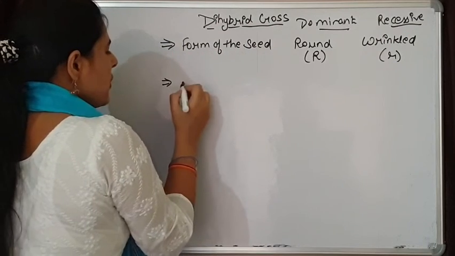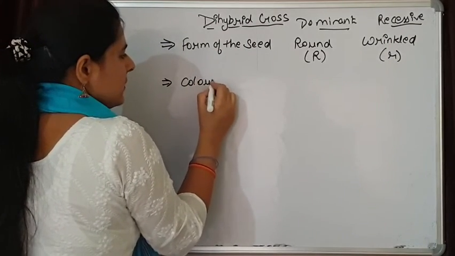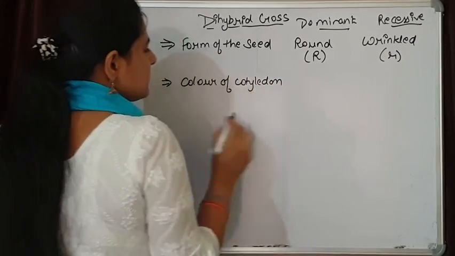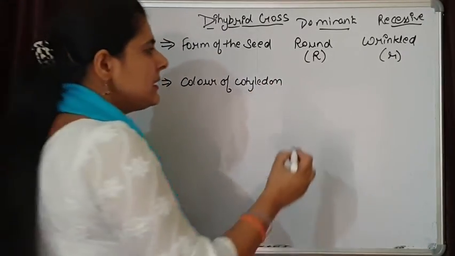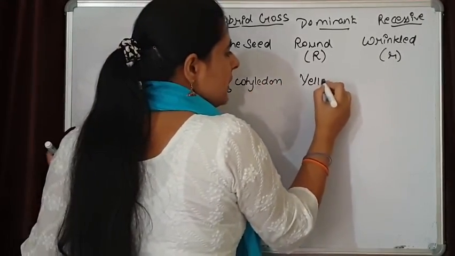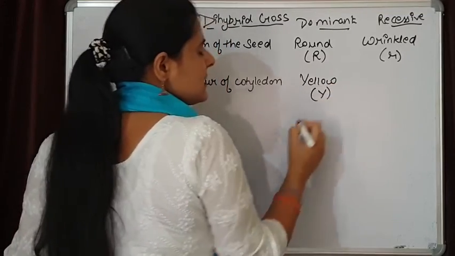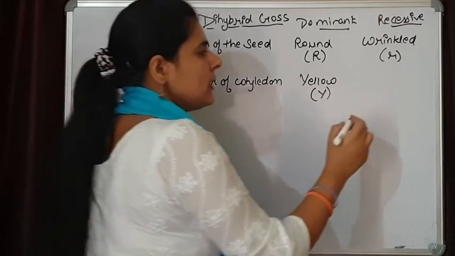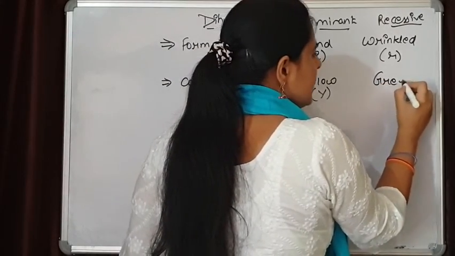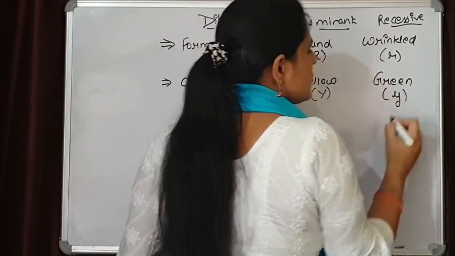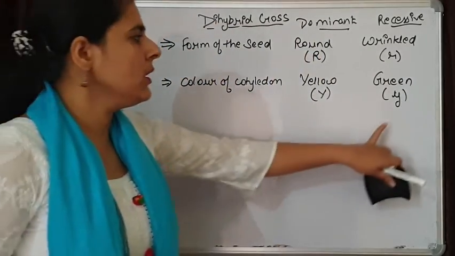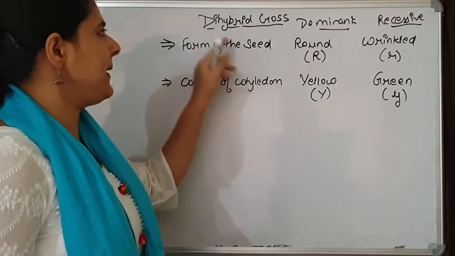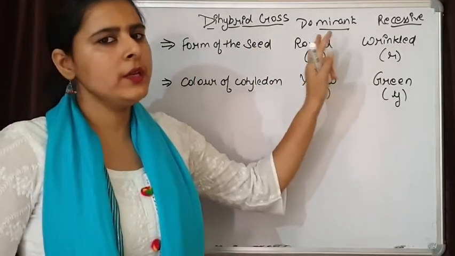The second one was color of cotyledon. The yellow color is the dominant one, and we are going to write capital Y for yellow color, and green is the recessive one, so we are writing it with small y. So these were the two characters that were taken by Mendel in his dihybrid cross.